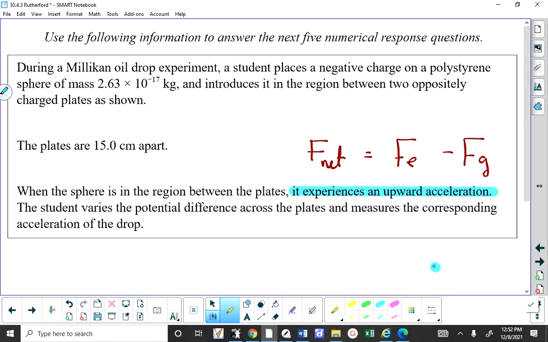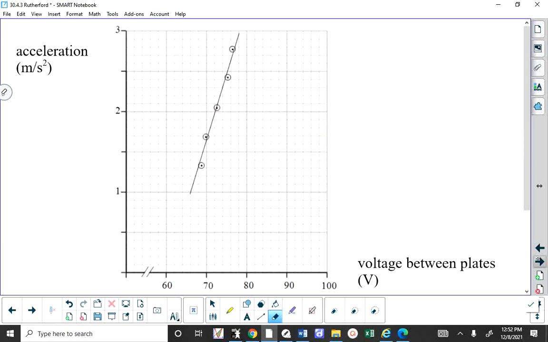So it experiences an upward acceleration, and the student varies the voltage and measures the corresponding acceleration. Look, if the electric force is up and you increase the voltage, you're going to get a stronger electric field, which means the electric force on the particle will be greater upwards. And the gravitational force is constant because it's the same mass. It's not even a different drop. We're using the same drop each time. We're just changing the voltage. So if the electric force goes up with the voltage, the net force will go up with the voltage. The acceleration will go up with the voltage. And they plot acceleration on the vertical axis and voltage between the plates on the horizontal axis.